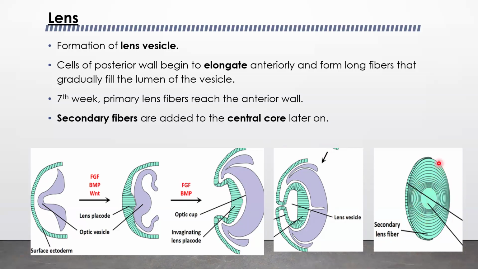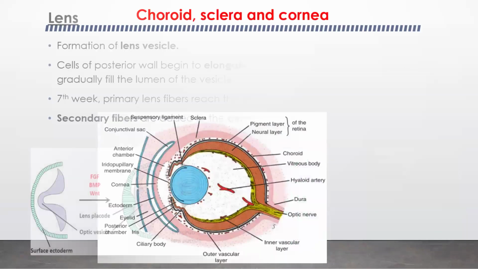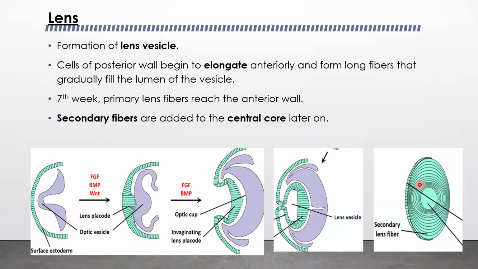As you can see at this point, they're coming from the posterior end and they're added to the central core. And by that version now, you'll already have formed your lens. So remember, this lens has various compounds. It has fibers, it has glycogen, and they are arranged in a certain fashion. So that is how the lens is formed at this point.